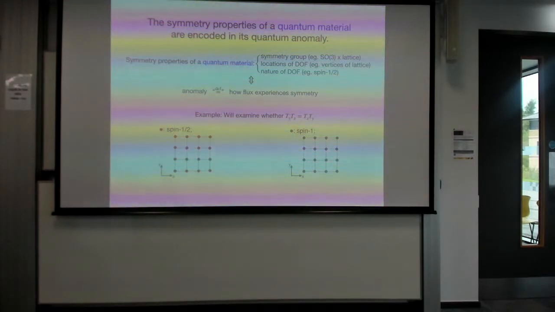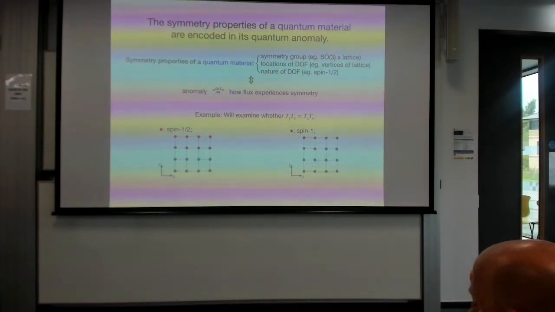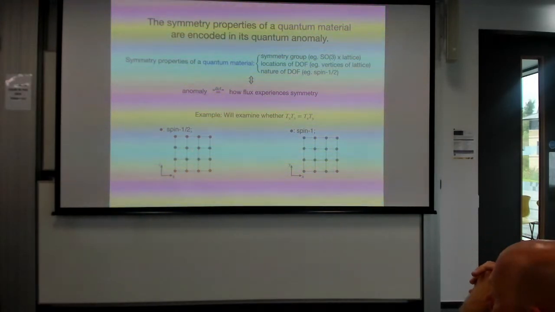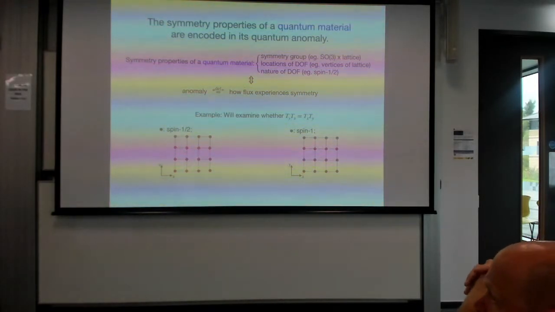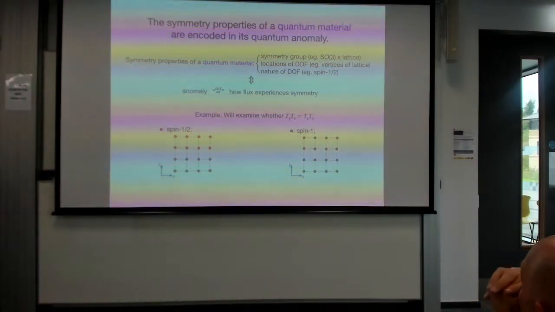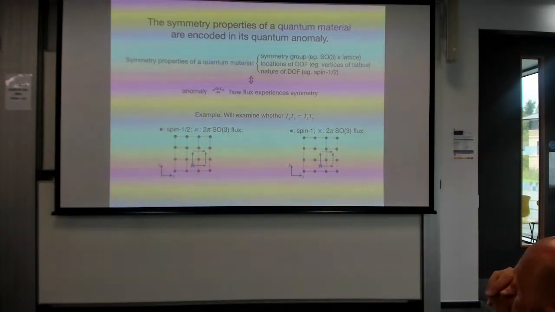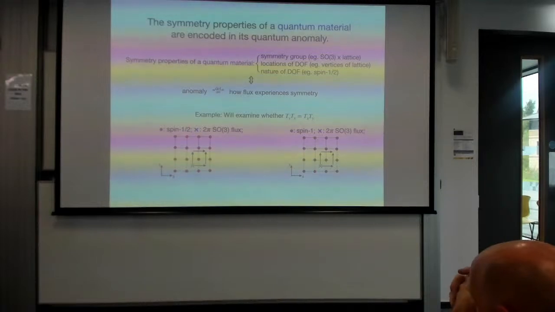Let's do that. Suppose I start from a spin here, I move it along X, and then along Y, I obtain a spin here. On the other hand, if I move it along Y and then along X, I obtain the same spin. This is telling us that for all the spins, TxTy and TyTx are the same. This is true for both the spin-1/2 and the spin-1 systems. But now let's examine whether this is still true for the SO(3) flux. Let's consider some SO(3) flux.